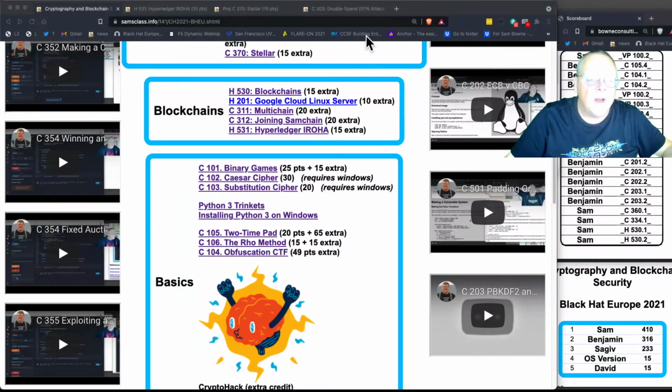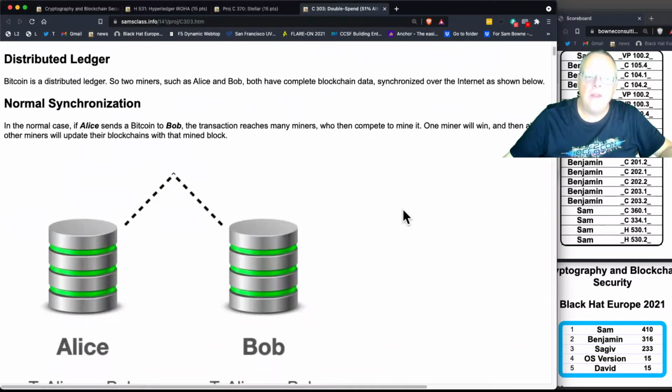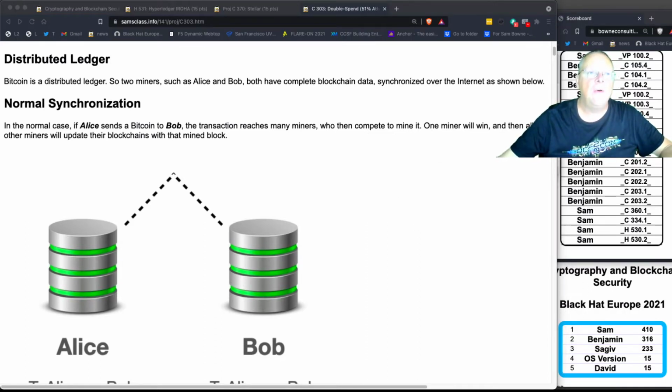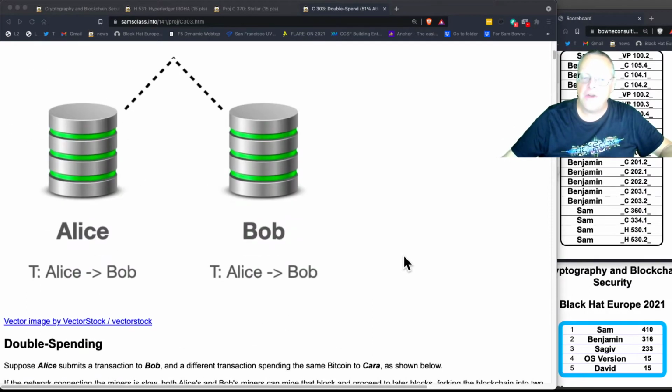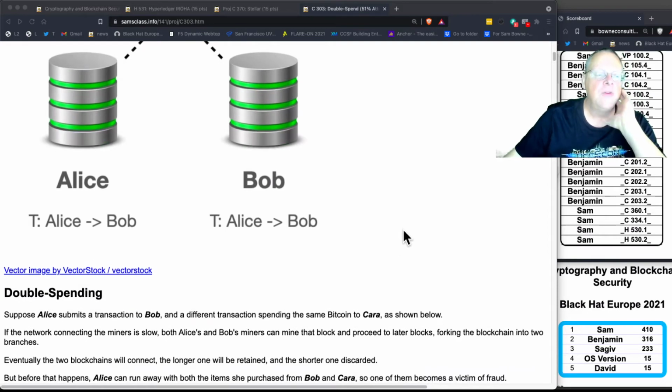So the first one is the double spend attack. Let's talk about this one. This is kind of cute, and here's how it works. Remember, the problem with Bitcoin is it's got miners all over the place, and they're connected over the internet. And of course, they're not really connected with synchronization or guaranteed secure connections or anything. So it might take time for information to propagate over the network.